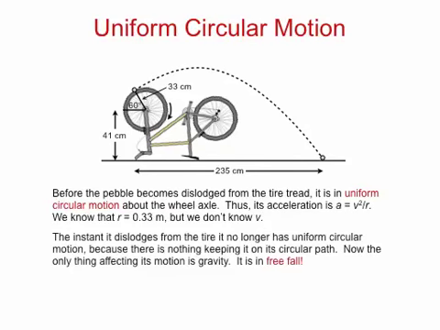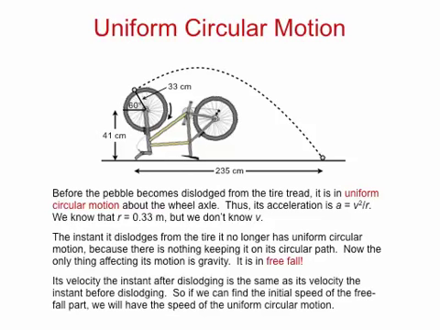The instant the pebble dislodges from the tire tread, it's no longer in uniform circular motion. Why? Because nothing is keeping it going in a circular path anymore. In fact, the only thing affecting its motion now is gravity, and that means it's in free fall.